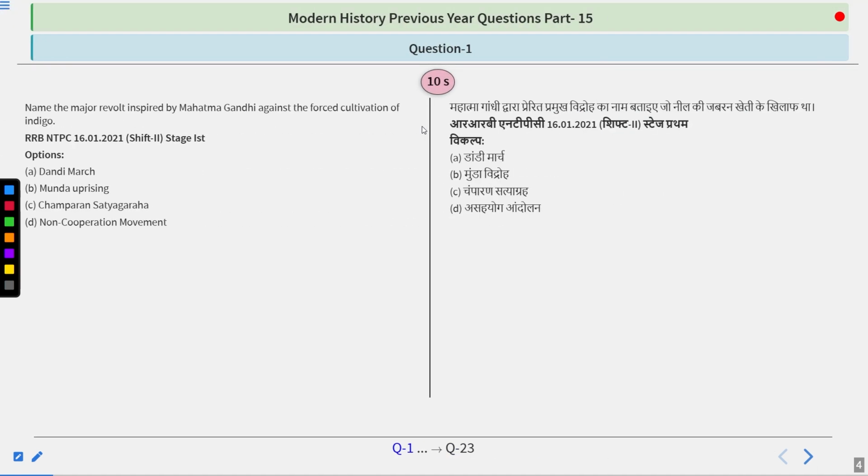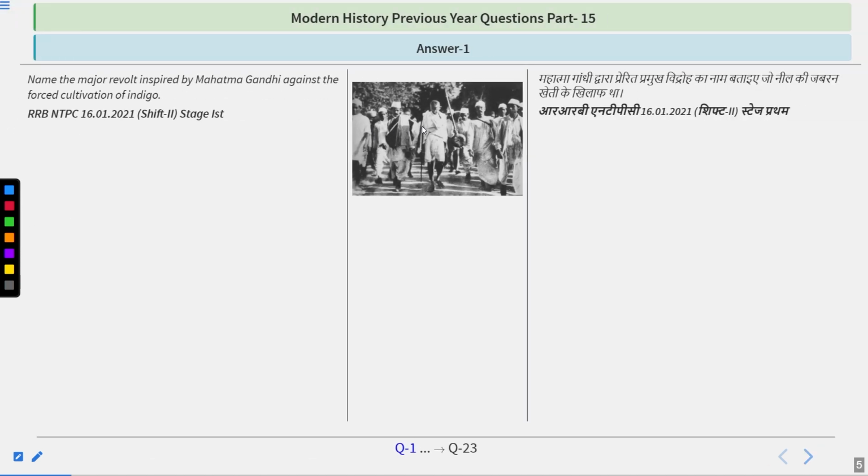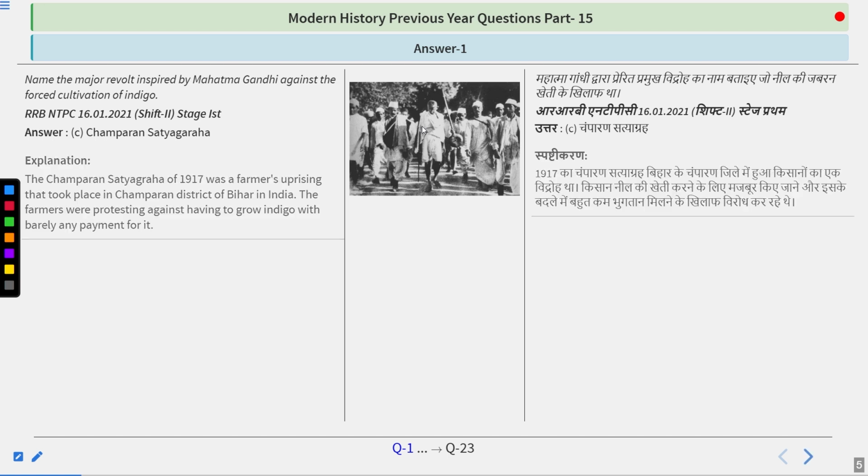First question that we have is, name the major revolt inspired by Mahatma Gandhi against the forced cultivation of indigo. Options are Dandi March, Munda Uprising, Champaran Satyagraha, or Non-Cooperation Movement. Try to think about it. And I guess the answer you are giving is quite right, because the answer of this question is Champaran Satyagraha.